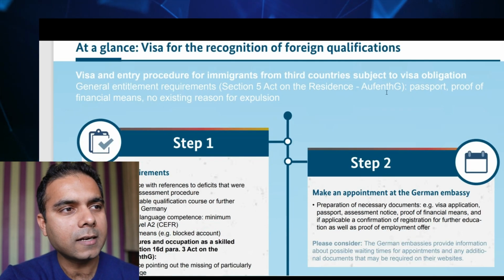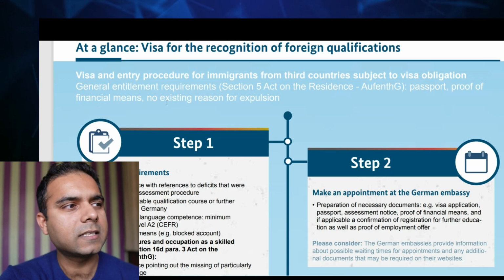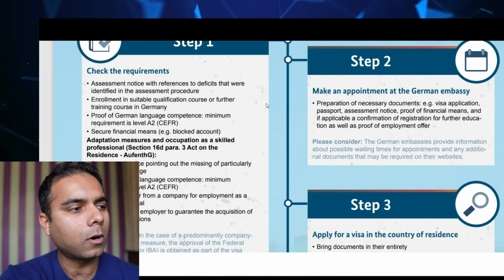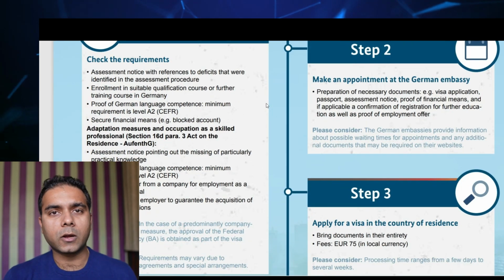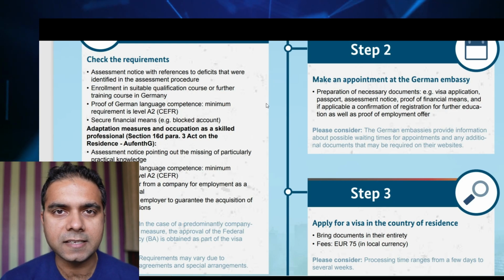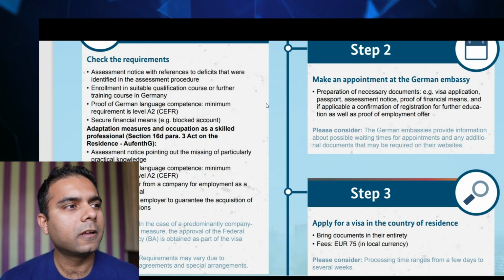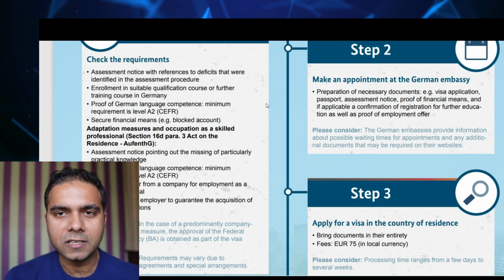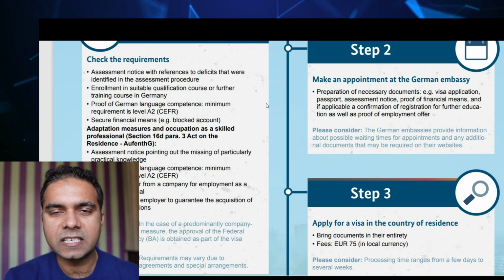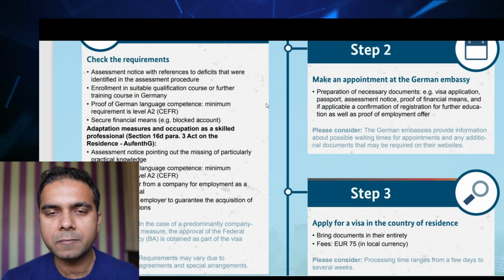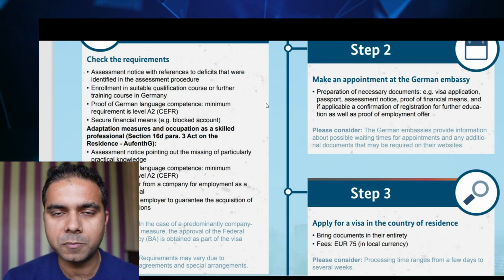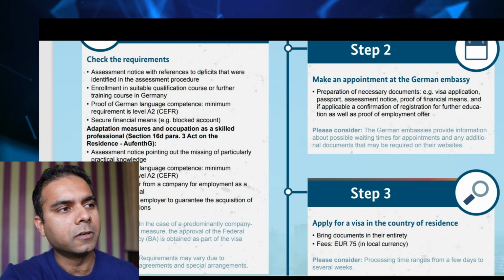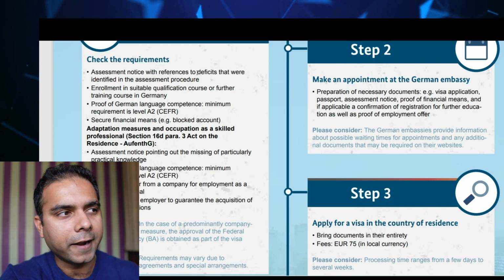General entitlement requires passport, proof of financial means, and no existing reason for expulsion. Very obvious. What is the first step? You have to check the requirements. Now, what requirements are there? Let us see. Assessment notice with reference to deficits that were identified in the assessment process. That means when you apply for this visa, you must already have the assessment from the authority. What is that assessment? That is, in other words, the deficit Bescheid, where they have mentioned the deficits. Right in the first sentence, they use the word deficits. That has to be in your hand.